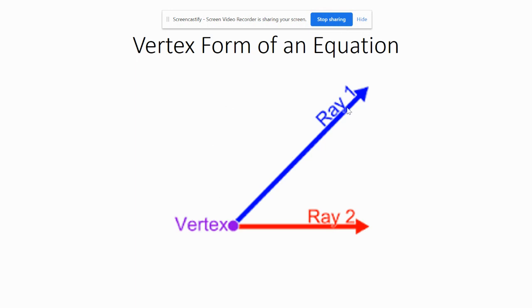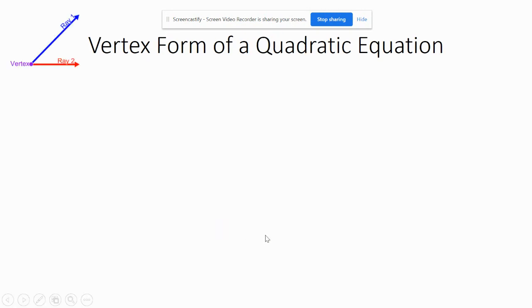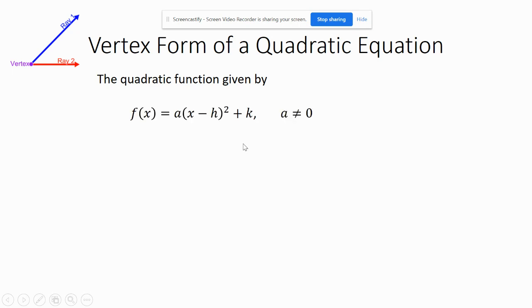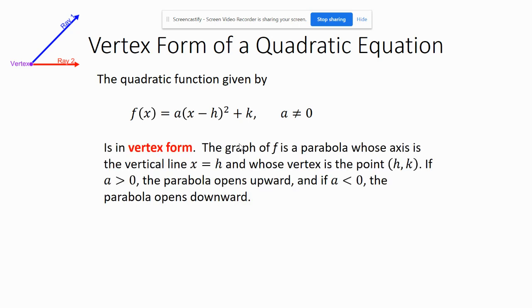Vertex form of an equation. Notice I have a picture here basically of an angle, and the vertex is the corner. It's pretty close to that, except the vertex, in the case of our parabola, is the maximum or minimum point. So the quadratic function, this is what we call vertex form because it's written a times the quantity x minus h squared plus k, where (h, k) is simply our vertex.